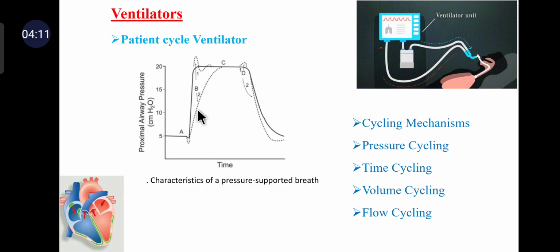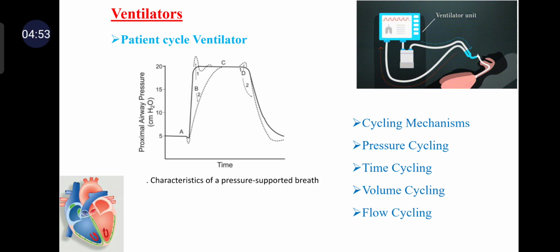If the initial flow is excessive, the initial pressure exceeds the set level. This is B1. In the same way, if the initial flow is low, there is a slow rise to pressure, that is B2. The plateau of the pressure support, that is line C, is maintained by the control of flow. A smooth plateau indicates appropriate flow responsiveness to patient demand. Based on the conditions, we can see the various variables, and if they exceed, we can go for treatment.